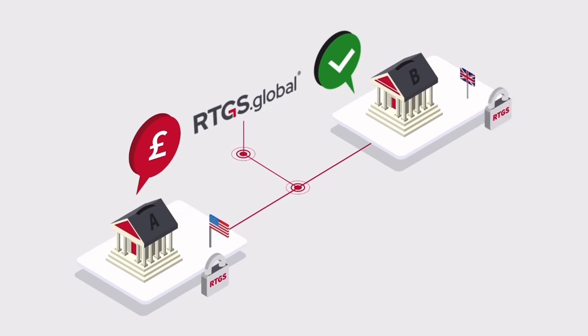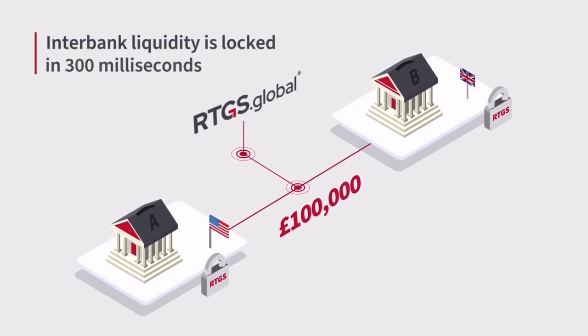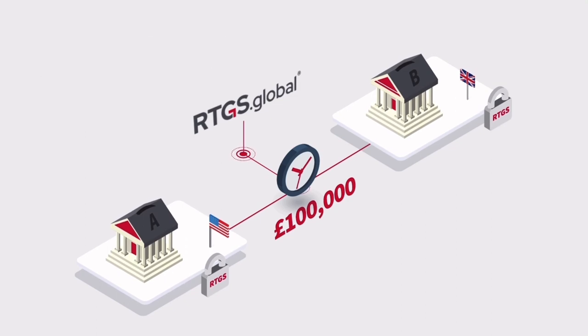With Bank A's liquidity locked and with Bank B open to accept the payment request, RTGS Global again validates and locks £100,000 at Bank B, the amount due to the beneficiary in the UK. This becomes verified liquidity available for the benefit of Bank A, but only if the transaction is authorized. The liquidity locks can be applied between banks in as little as 300 milliseconds.